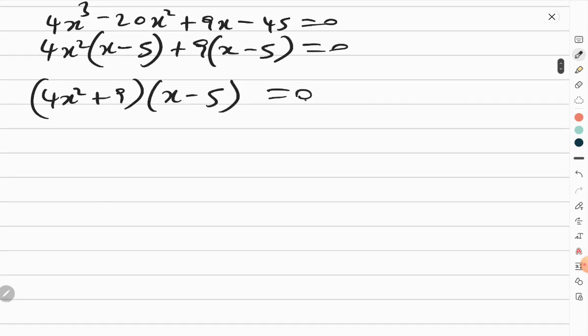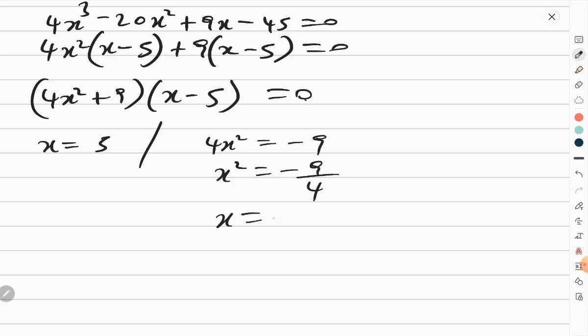Then for this one, we can solve the real one, which is x is equal to 5, or we have 4x squared is equal to minus 9. Then we have x squared is equal to minus 9 over 4. Then our x is equal to plus or minus the square root of negative 9 over 4.